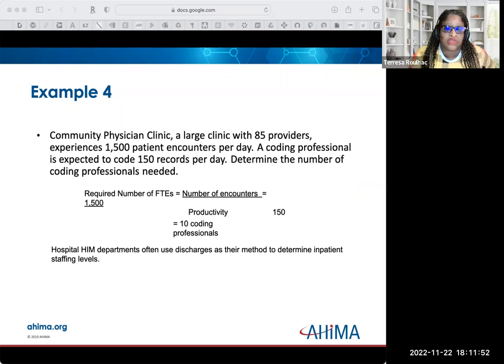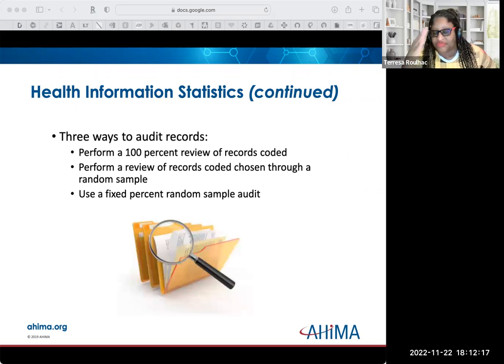Now, you also see that hospital HIM departments often use discharges as their method to determine inpatient staffing levels. Okay. And I know this looks kind of crazy, but it's number of encounters, which is 1,500, divided by your productivity, which was 150, giving us our 10 coding professionals. I just wanted to clear that up because that looks kind of offset on the slide.